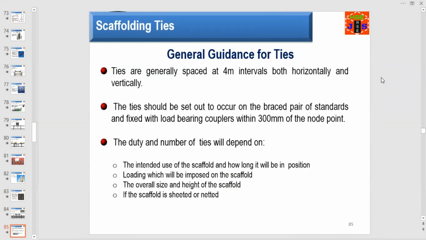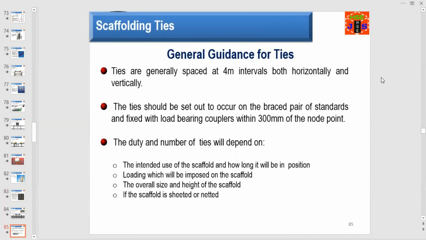Dear friends and fellows, after discussing different types of ties, their strength and classification, let us understand the general guidance about the ties. Ties are generally spaced at 4-meter intervals, both horizontally and vertically. The ties should be set out to occur on a braced pair of standards and fixed with load-bearing couplers within 300 mm of the node point.